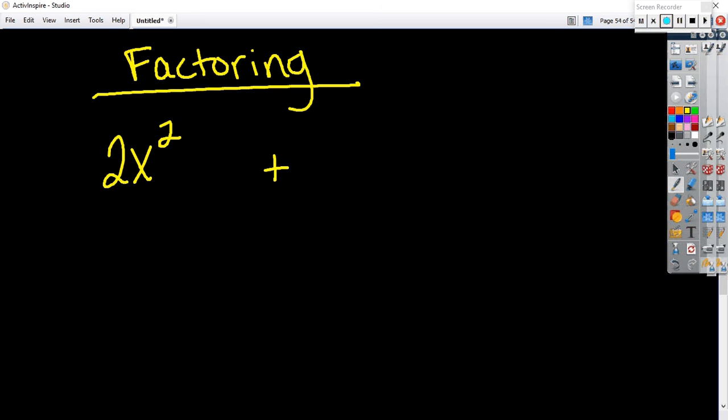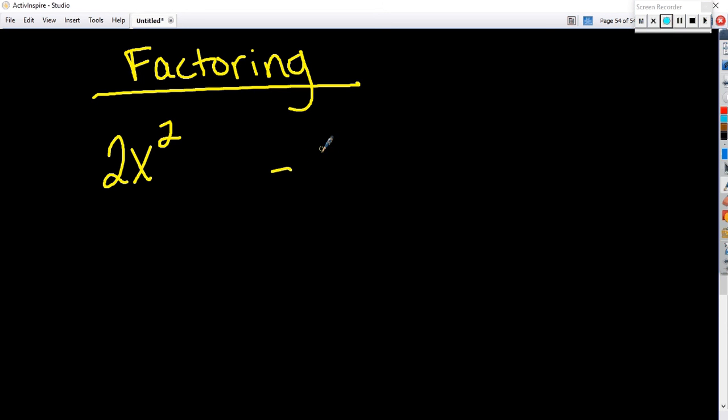Actually, let me make this a minus so it's mixed signs. Minus 5 plus 3x. Okay, if I asked you to factor this, remember there's some steps that we go through in our head before we factor. The first one is what? Can you take out a greatest common factor, the GCF, right? Does this trinomial have a GCF?